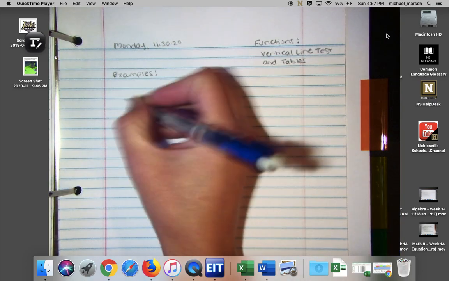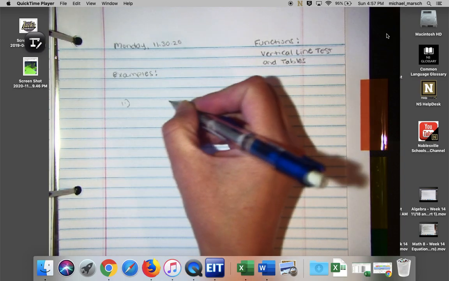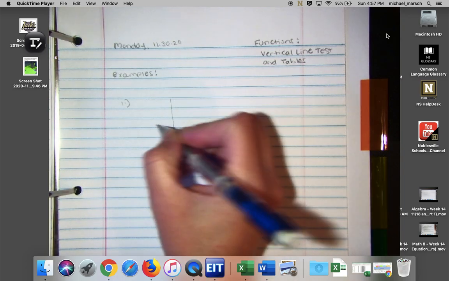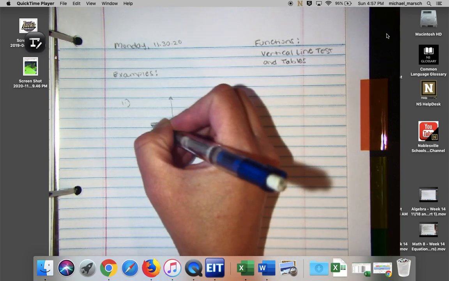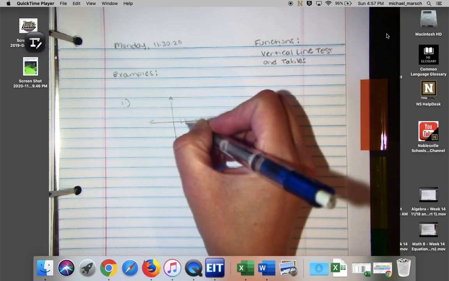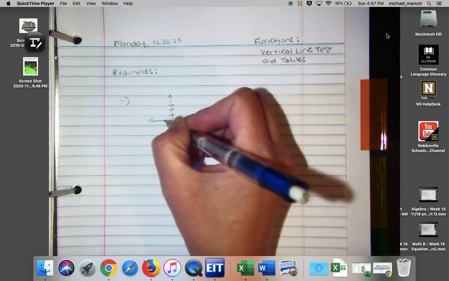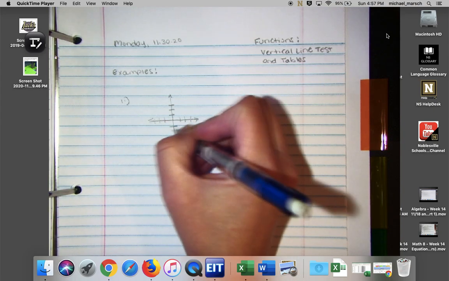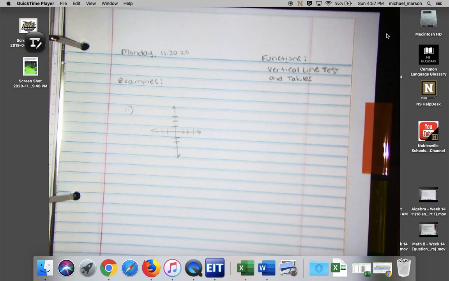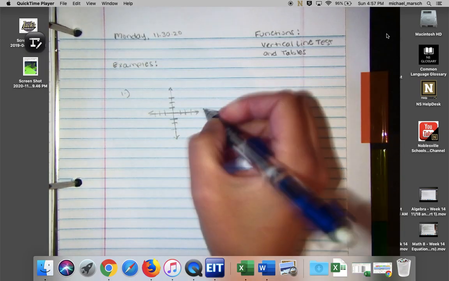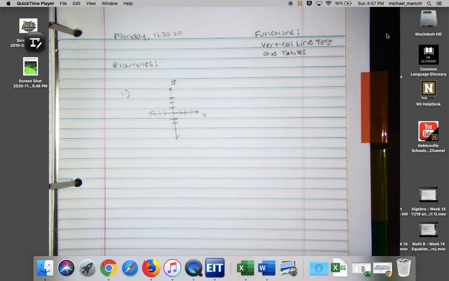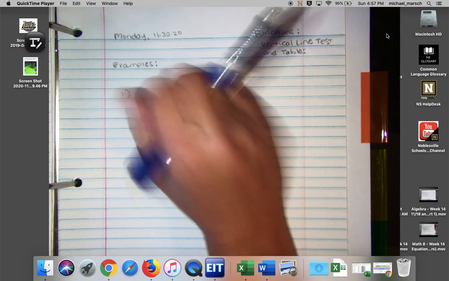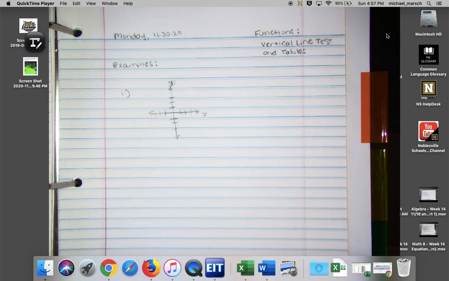All right, so we're just going to draw a few graphs. If we were at school, I would have given you something to glue in, but this will work just fine as well. Okay, so we have our coordinate plane here. We have our x-axis and our y-axis. This is a y right here. Let me zoom in just a little bit.